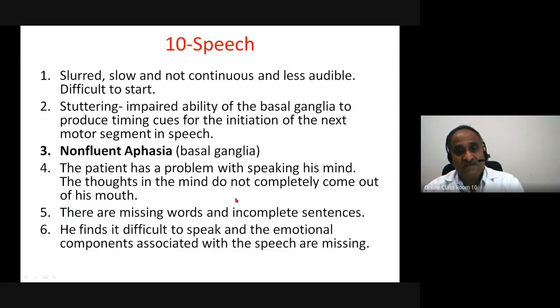There are missing words. Sometimes he will not be able to pronounce them, or they are just lost, and the sentences become incomplete. He finds it difficult to speak, and the emotional components associated with the speech are missing. Suppose one is happy, that emotional aspect of the speech, or if you are angry, the emotional component of the speech, these particular things are missing. This is about the speech.